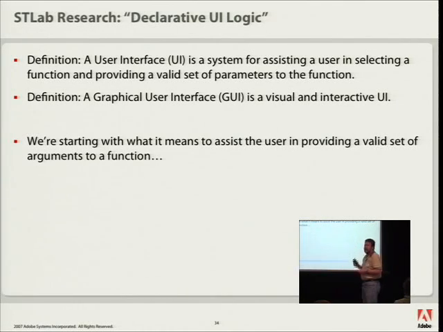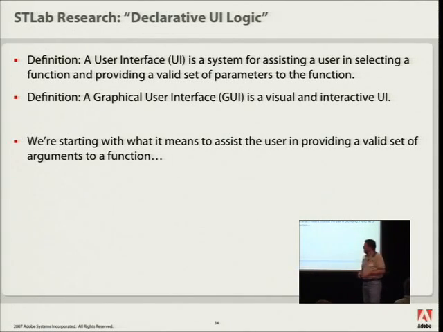So we came up with these as working definitions for what it means to have a user interface. It's just a system that's designed to assist a user in selecting a function and providing a valid set of parameters to that function. So what distinguishes a UI in a product from, say, consuming a movie is the fact that the user is trying to do something. He's selecting a function and then executing it. Now, a graphical user interface is just a user interface that's visual and interactive.